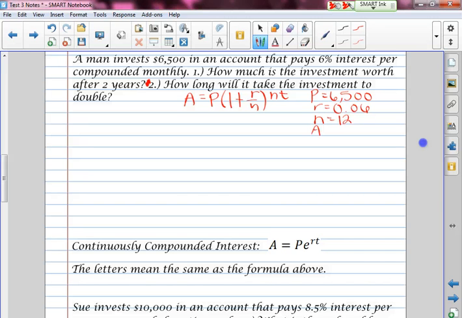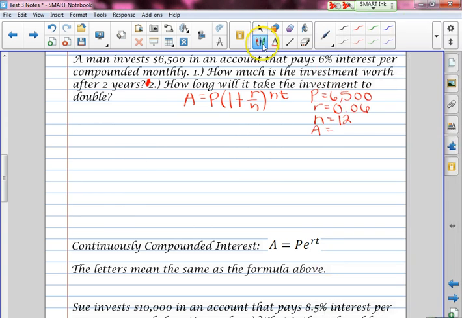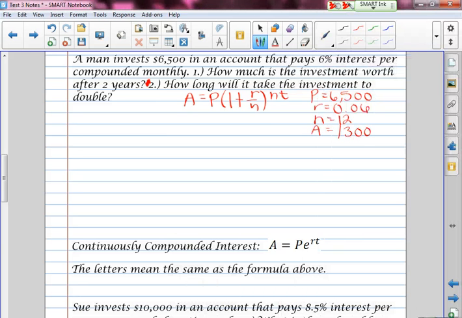So I know the amount. 6,500 doubled is $13,000. And I don't know T this time. I'm asking you how long, so you don't know how long. So plug in everything you know. You know A is 13,000. You know P is 6,500.